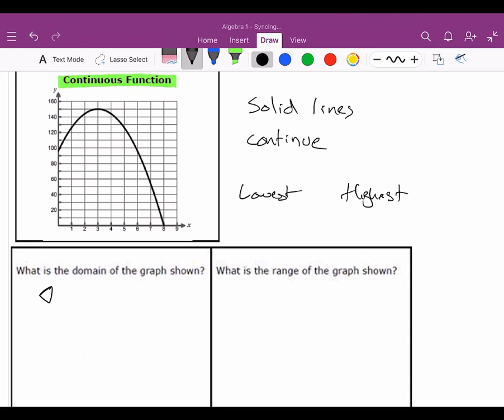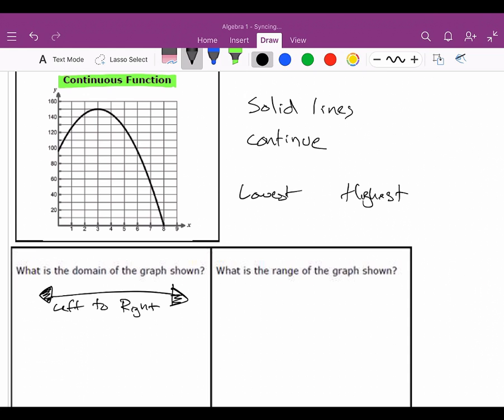When you're looking at domain, okay, your eyes should really only go left to right, okay? Only look left to right. So what I mean is your x-axis here, okay, that's your x, right? That is going left to right. It's horizontal, so only look left to right. So follow the line on the graph, okay? This line here, follow the line going to your very lowest x.